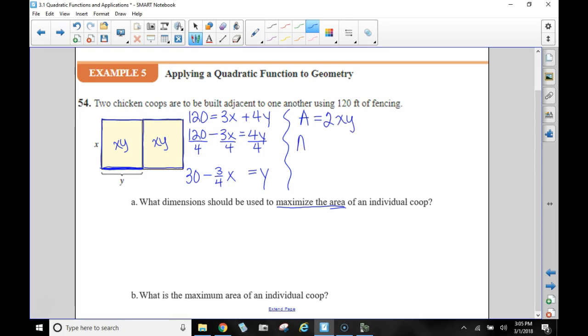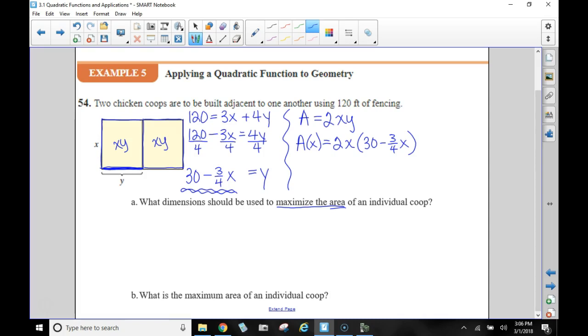Now, what we want to do is write our area function just in terms of one of our variables. I'm going to choose x because we already have a statement over here that writes y as a function of x. So I'm going to bring down the 2x here, and instead of saying times y, I'm going to say times 30 minus 3/4 x. I'm going to write y like that. So now we have our area function expressed as a single variable in x.